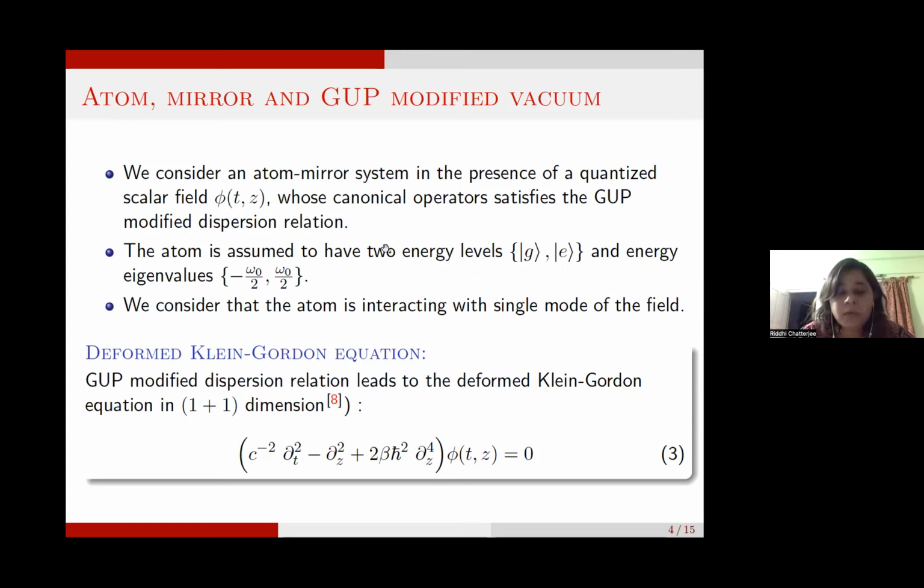Now in this work, we will remain confined to single mode atom field interaction. So you can think of a very basic one-dimensional waveguide. Now, as I have said earlier, GUP will modify the dispersion relation. So it is implied that that will also modify the Klein-Gordon equation. And this is the modified Klein-Gordon equation. Again, if you put beta equals to zero, you will get just the simple one plus one-dimensional Klein-Gordon equation. Now, since beta is a very small parameter, we will handle this term perturbatively, and we will solve this equation for our system.